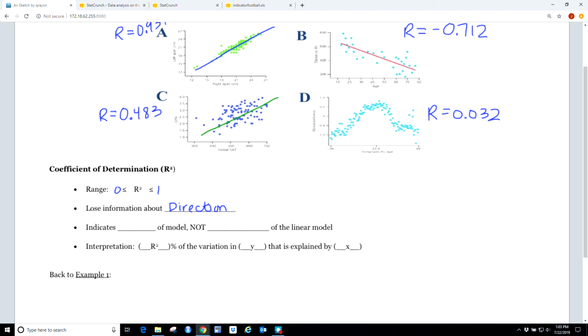But I already have that in a couple other places. I have that with my scatter plot. I have that when I talk about slope. So I really should already know the direction, even though I don't have that information with r squared. It indicates the strength of the model, not the appropriateness.